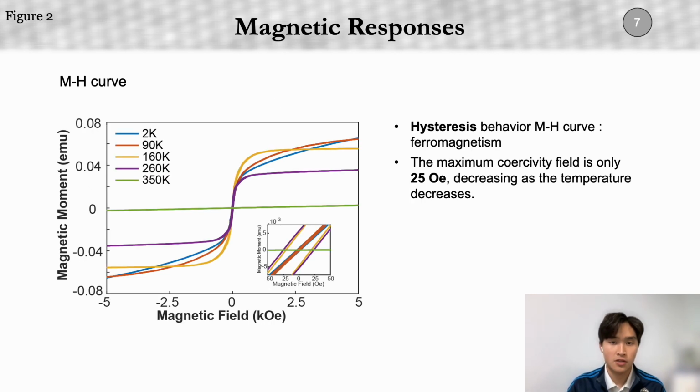And the M-H curve clearly shows the hysteresis behavior. As we can see, the coercivity is quite small, merely 25 Oe. Also, at low temperatures, the coercivity starts to decrease.